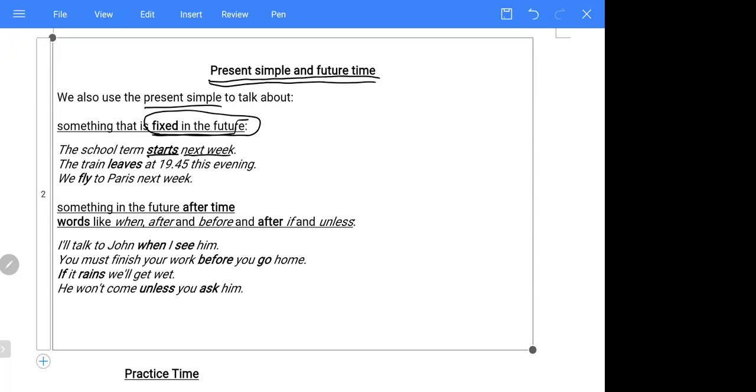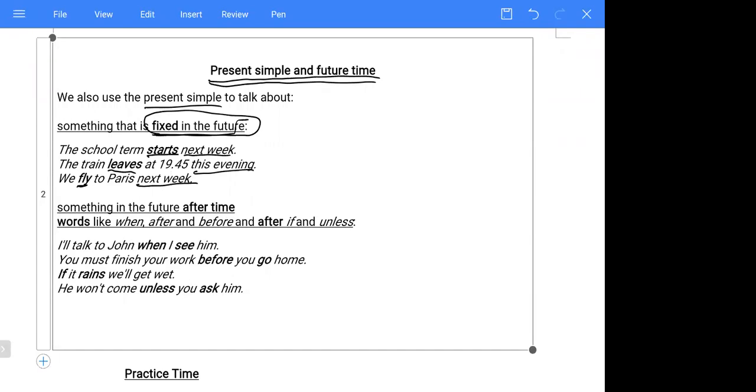The train leaves at 19:45 this evening. So the time is specific and fixed. This evening is future, but we used simple present tense. We fly to Paris. Fly is simple present tense, but the timing is future, next week. So you can use it to talk about future fixed plans.